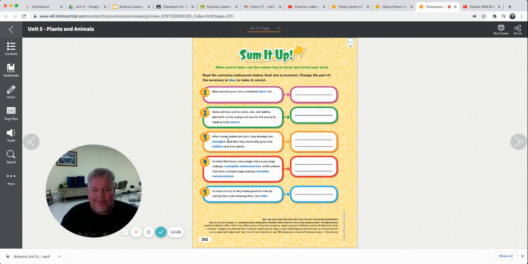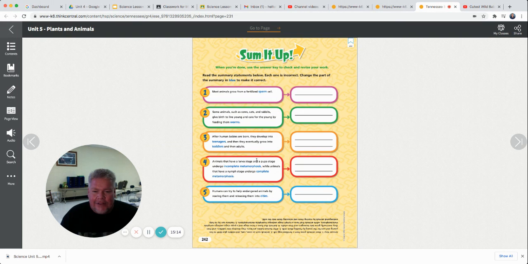Number 3, after human babies are born, they develop into, we read, these two should be switched. The first one should be toddlers. They develop into toddlers, and then they eventually grow into teenagers and then adults. Switch those two, right? Toddlers on the first line, teenagers on the second line.